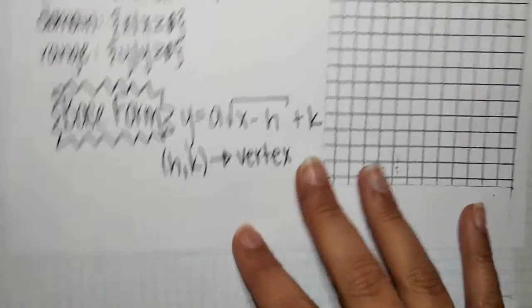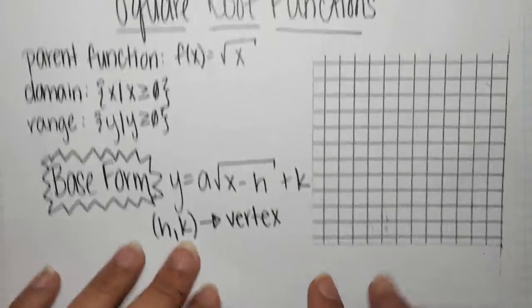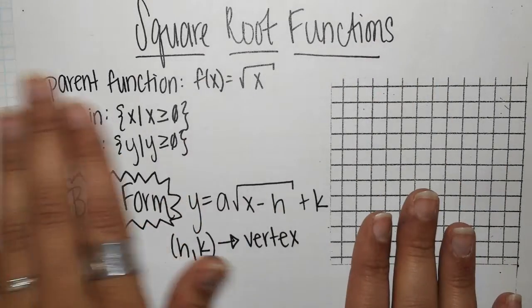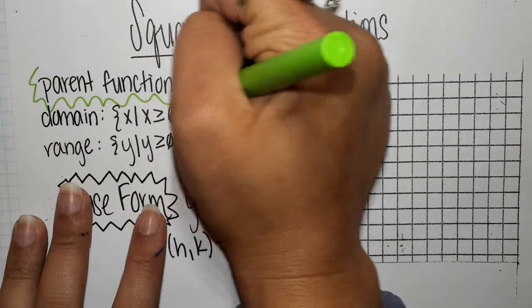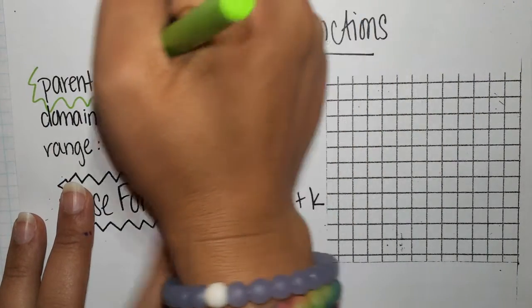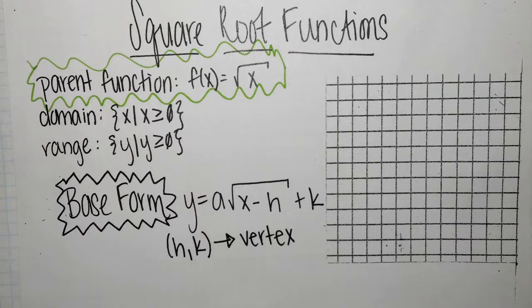All right, so square root functions. This is what it is. This is our parent function. This is the base function, the alpha, the omega, the beginning, and the end. This is where all the other functions start and flow from. Does everybody understand?